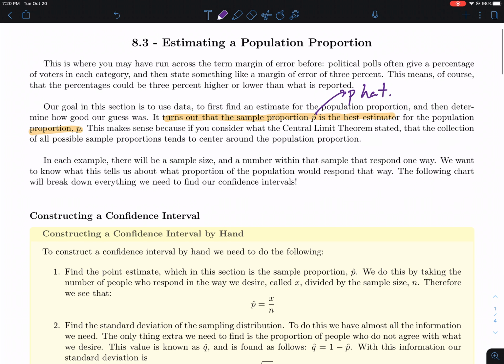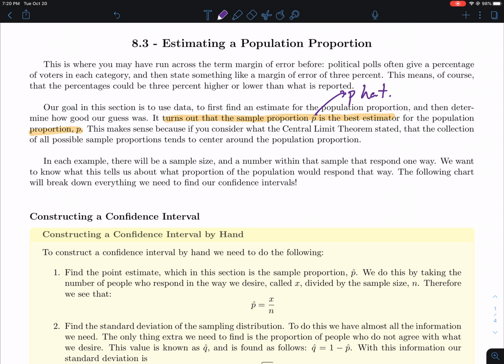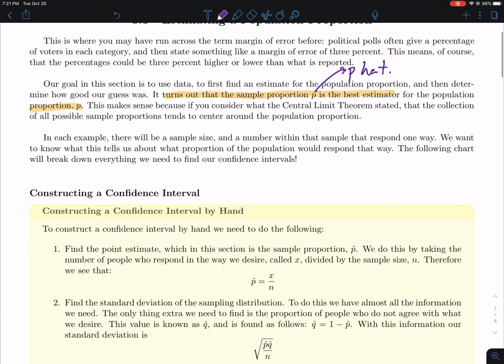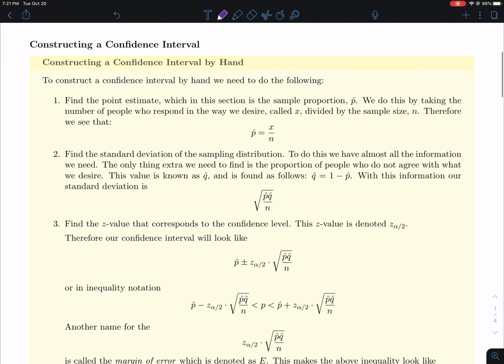The big things that we need to know in this section are pretty minimal, which is nice: how many people are voting or responding in the same direction that we were interested in, and how many total people we actually sampled. That's all we need, and from there we can do everything else. So let's dive in and look at how we construct a confidence interval by hand.